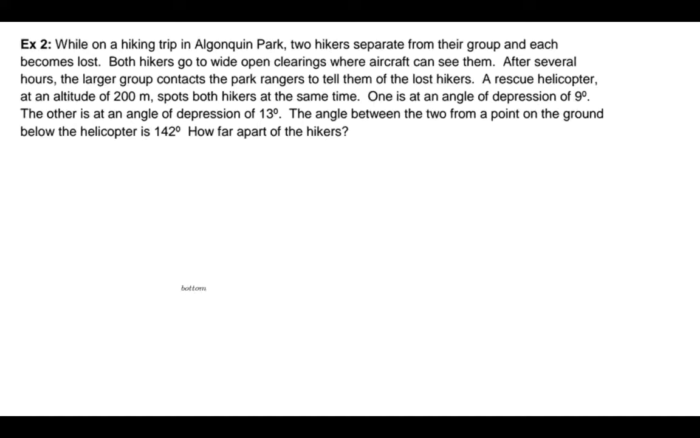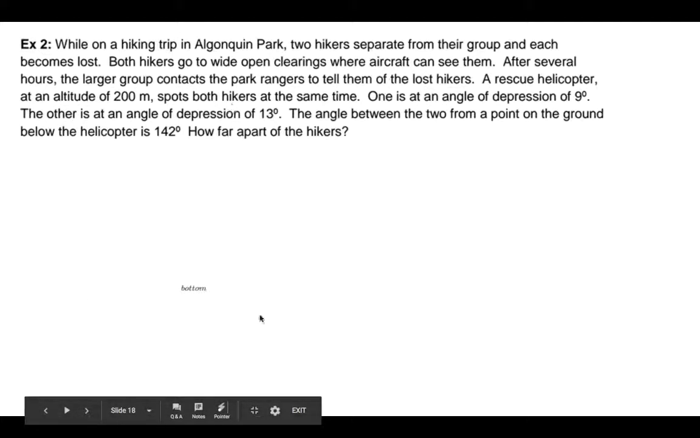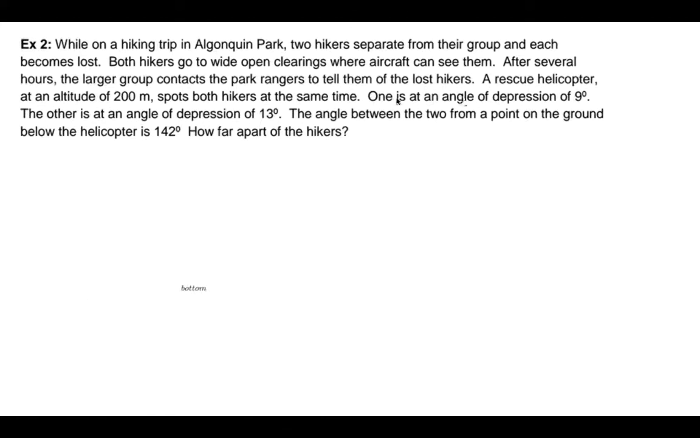So some 3D situations. This is kind of an interesting triangle that seems to come up a lot. This is a helicopter above some point on the ground, but the hikers are somewhere else. Just some language here: the angle of depression is the angle that the helicopter looks down at. It looks straight across and then looks down at 9 degrees.